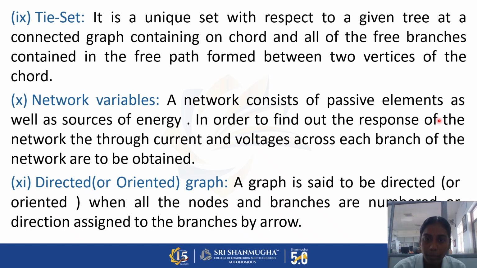Network variables: a network consists of passive elements as well as sources of energy. In order to find the response of the network, the current and voltage across each branch of the network can be obtained using the variables voltage V and current I. Directed graph: a graph is said to be directed or oriented when all the nodes and branches are numbered or direction assigned.